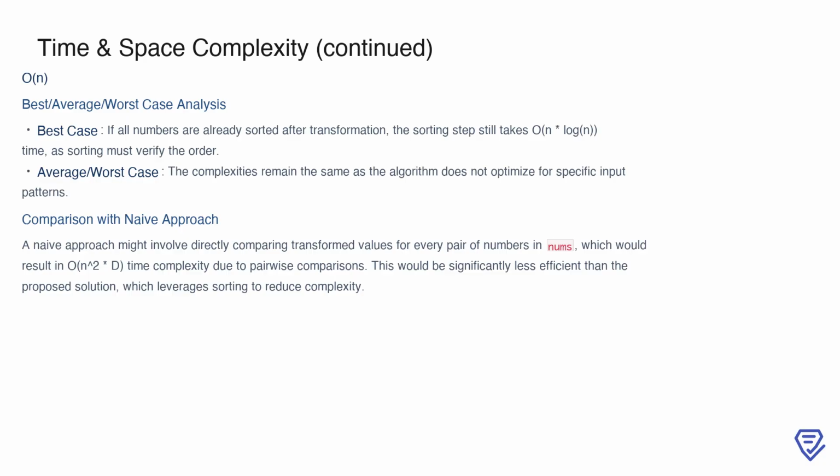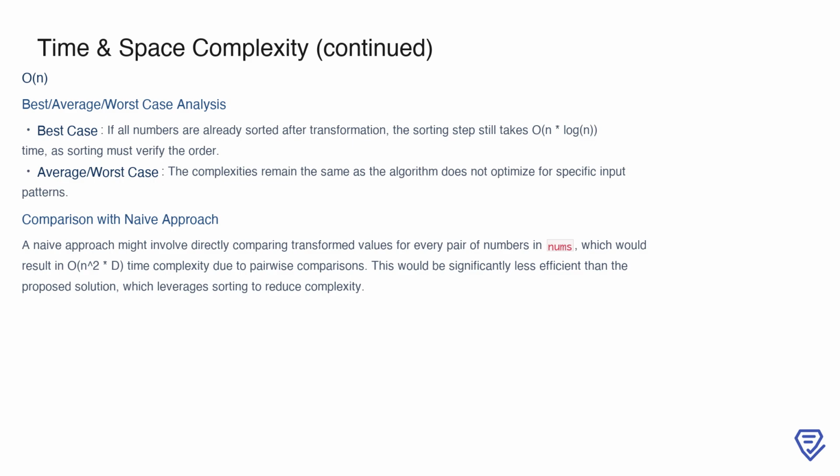Now let's analyze the algorithm in different scenarios. In the best case, where all the numbers are already sorted after transformation, the sorting step still takes n log n time, as the sorting algorithm needs to verify the order. For both the average and worst cases, the time complexity remains the same because the algorithm does not exploit specific input patterns to optimize performance.